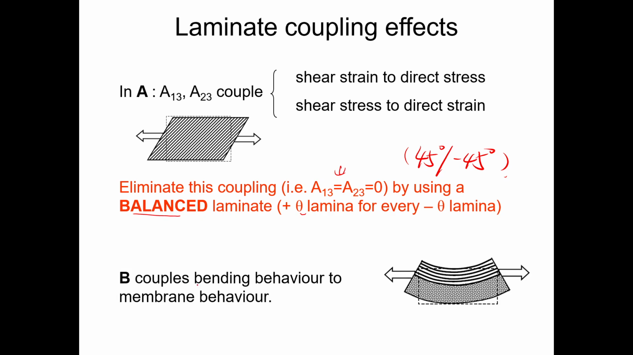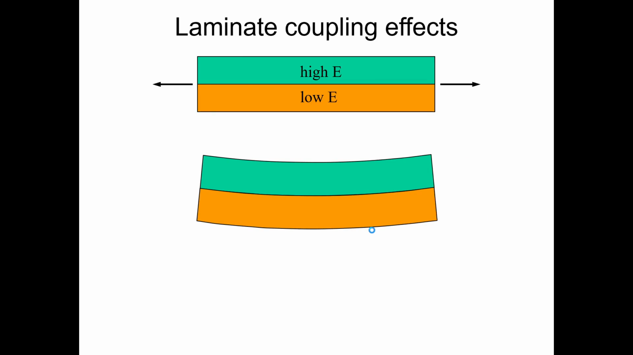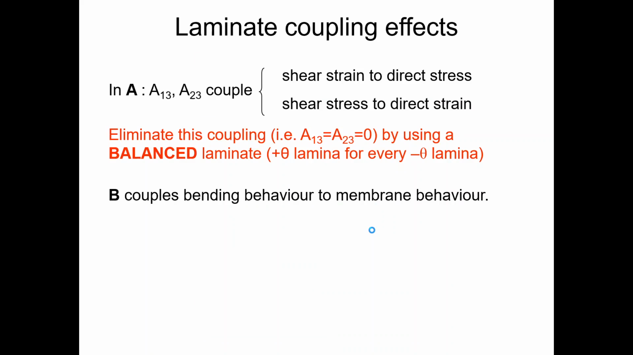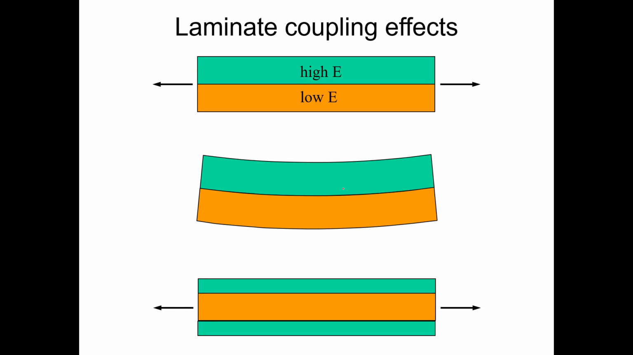B is coupling the bending behavior to the membrane behavior. So, for example, you have a high modulus on the top, low modulus in the bottom. What will happen is, if you eliminate the coupling, B equal to 0, by using a symmetric laminate, you wouldn't have this issue. B will equal 0, like we're showing here. In this case, it's unsymmetric.